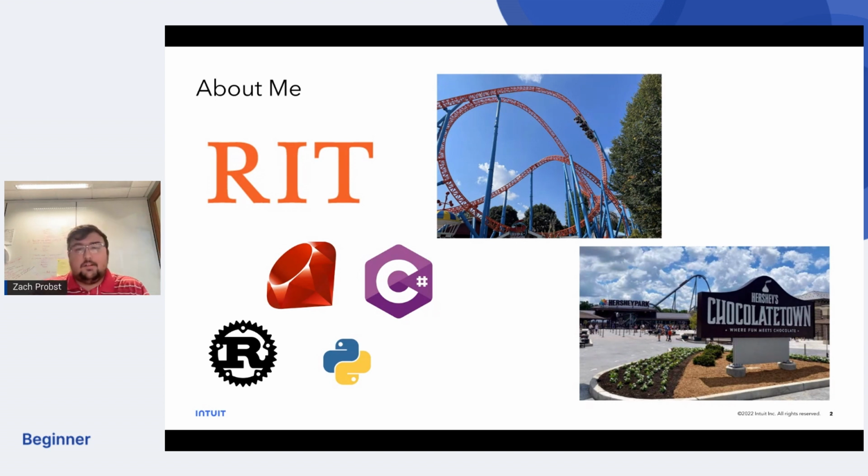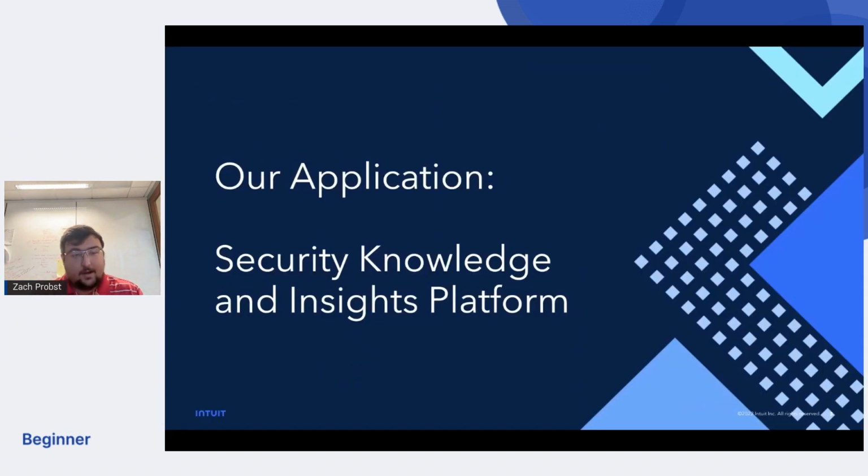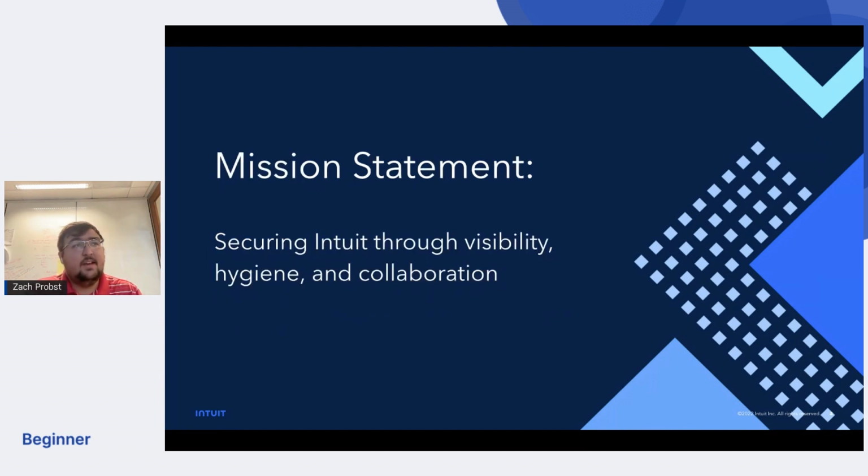But let's talk not about me. We're going to skip to our work at Intuit. I work on an application which is starting to become known as the Security Knowledge and Insights Platform. Prior to this, we used to call it the Endpoint Mapping Service. The name change is representative of the kind of success we've had with aggregating together data in a graph and using that to secure Intuit. Our mission statement is securing Intuit through visibility, hygiene, and collaboration. We try to gather a bunch of data sources from across the company and make sense of it to solve security problems.